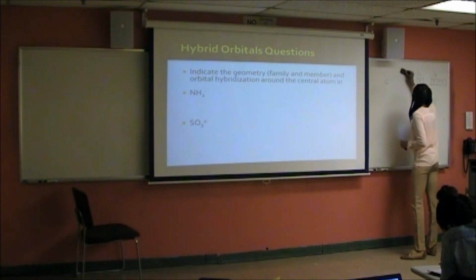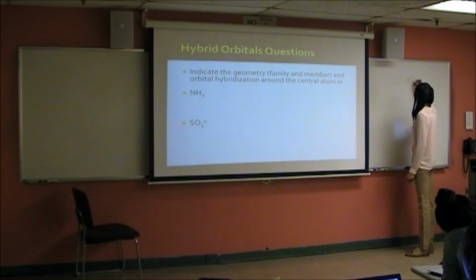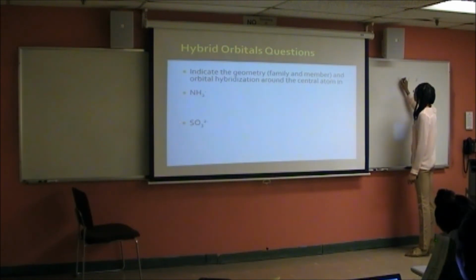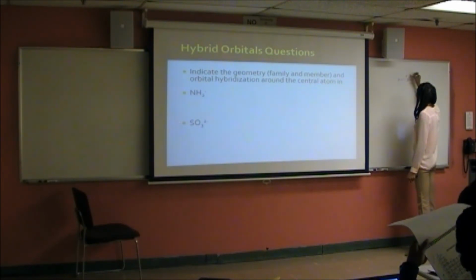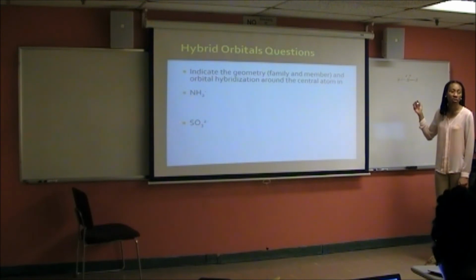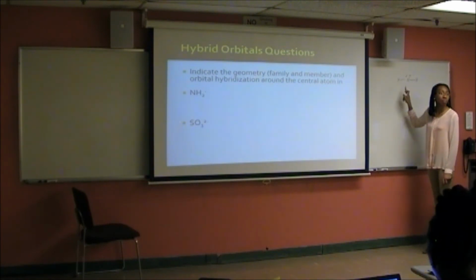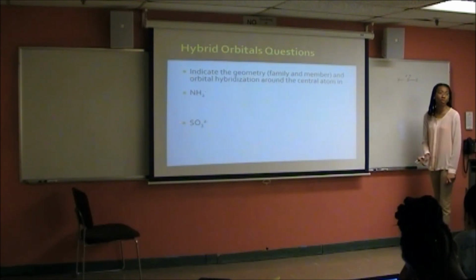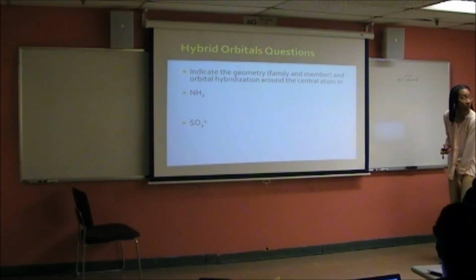So what do we have? Tell me what to draw. Nitrogen with two single bonds to hydrogens, and two lone pairs on nitrogen. What's the family? Tetrahedral. You have four things around the central atom, and the member is bent because you have two lone pairs and two bonded pairs. You have to know this, guys. Okay? So what's the hybridization? sp3.